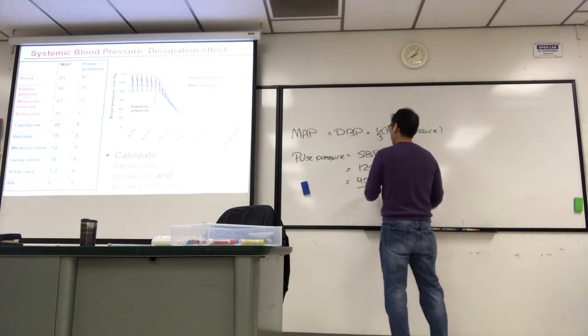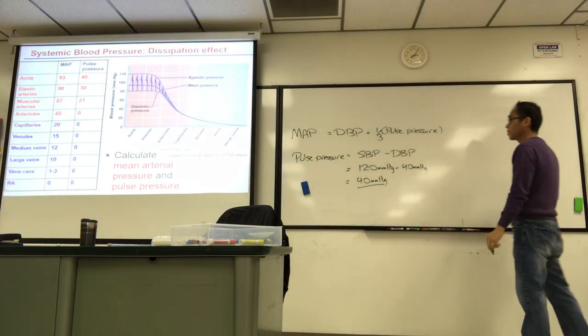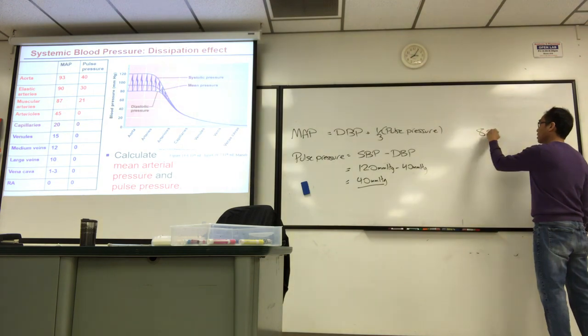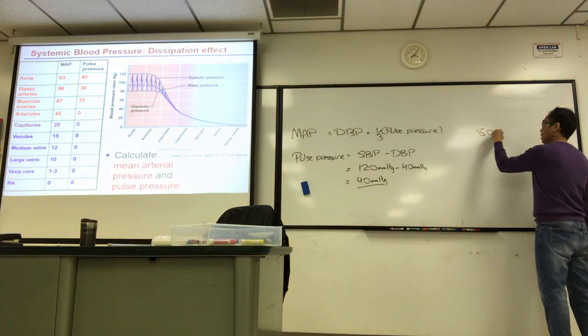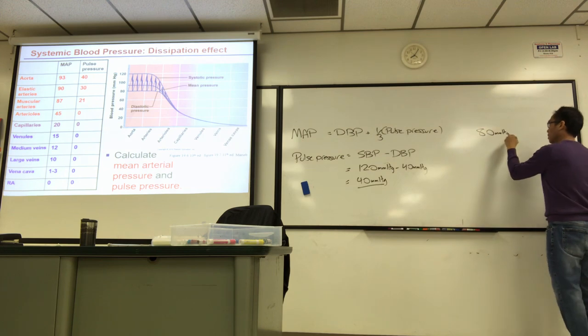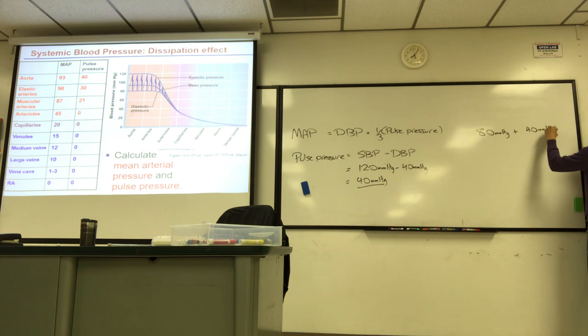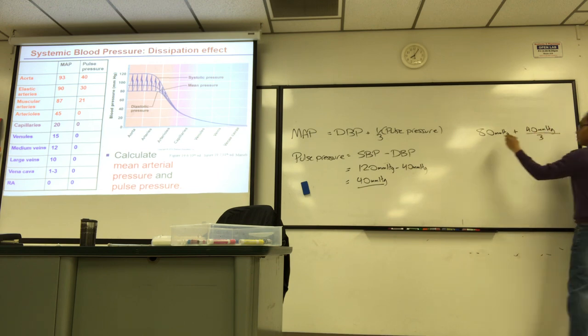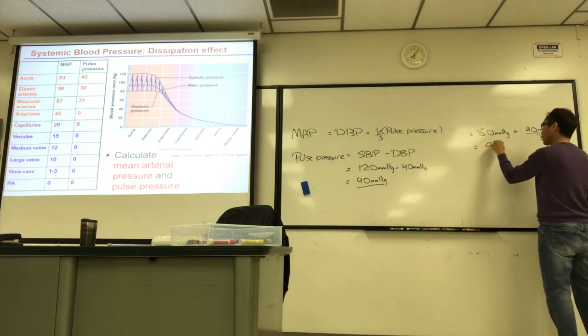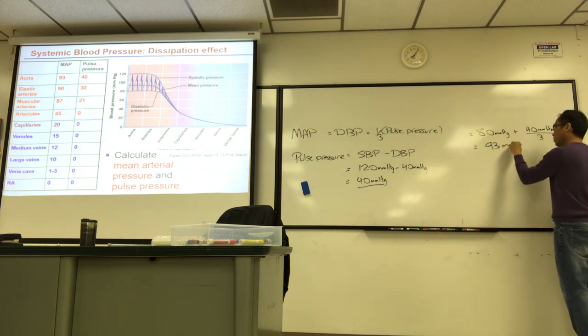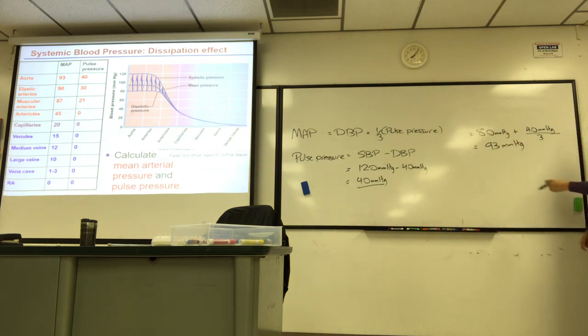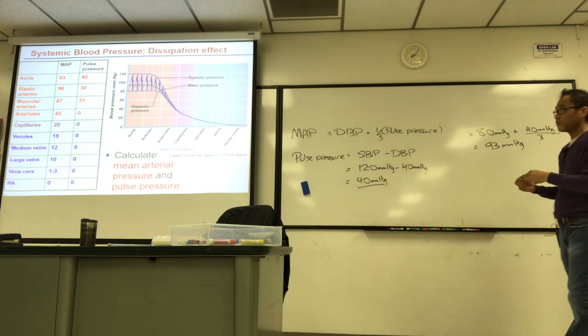So then you can calculate the mean arterial pressure. The diastolic blood pressure is 80, plus a third of pulse pressure, so 40 millimeters of mercury divided by 3. It's about 93 point something, so I always just round it to the nearest whole number. That's the classic mean arterial pressure, given it's 120 over 80, as it is on this figure.